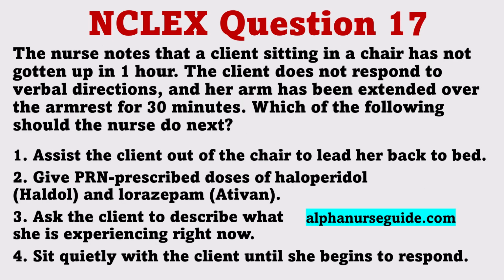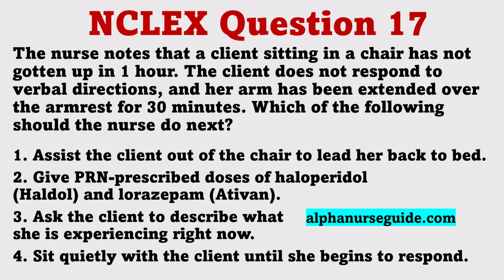The nurse notes that a client sitting in a chair has not gotten up in 1 hour. The client does not respond to verbal directions, and her arm has been extended over the armrest for 30 minutes. Which of the following should the nurse do next? 1. Assist the client out of the chair to lead her back to bed. 2. Give PRN-prescribed doses of haloperidol, Haldol, and lorazepam. 3. Ask the client to describe what she is experiencing right now. 4. Sit quietly with the client until she begins to respond.